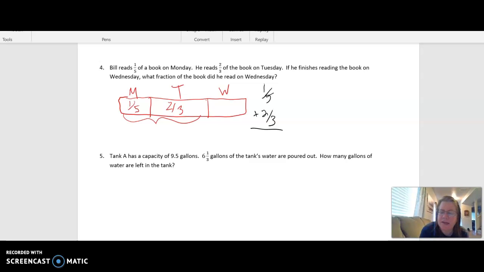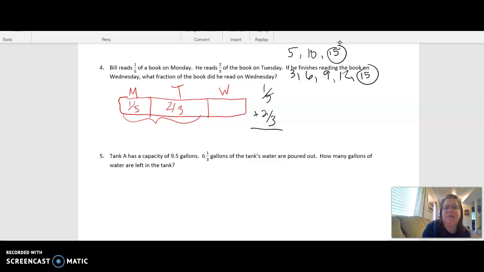Okay, do they have a common denominator? Nope. Can we find one? Yep, what do they have in common? 5, 10, 15. 3, 6, 9, 12, 15. So when I count them out, I know that 15 is what we have in common, right?